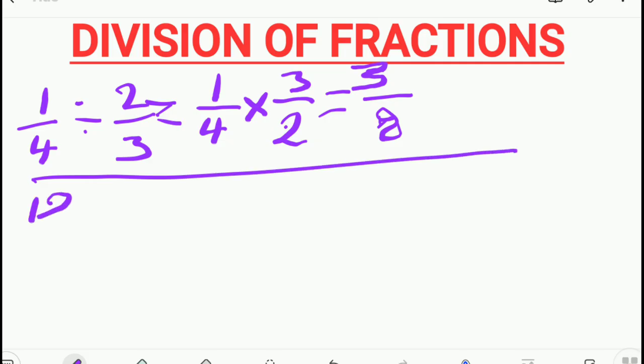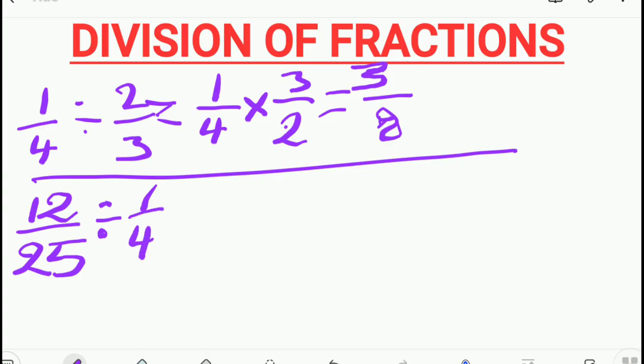We have 12 over 25 divided by 1 over 4, which will be equal to what? Now, as we know, you write the first fraction as it is.